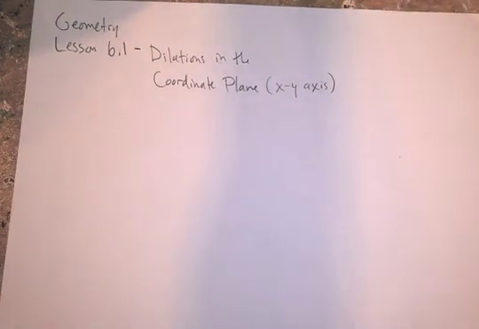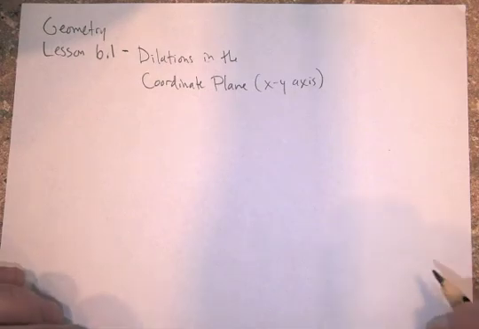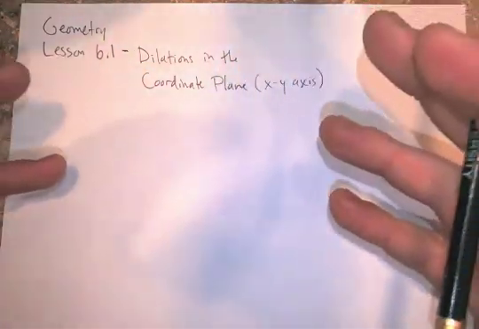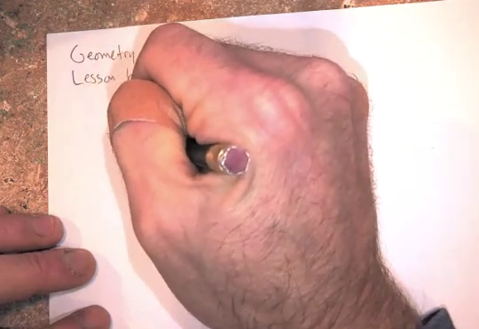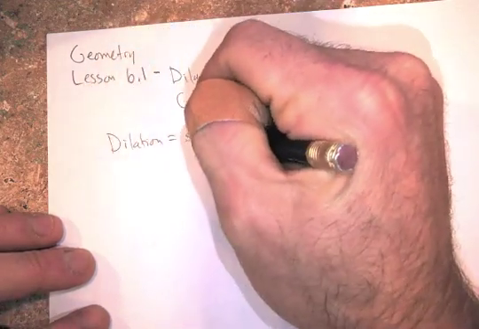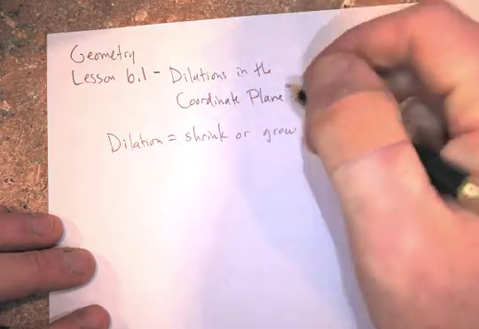So just how do you dilate? We looked at reflecting, rotating, translating, all that stuff, but how do you dilate something? How do you make it shrink or grow in the coordinate plane? So first off, dilation, I'm just going to say it's a shrink or grow, okay?